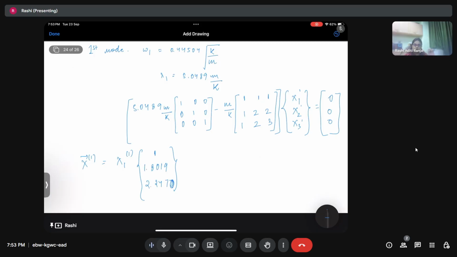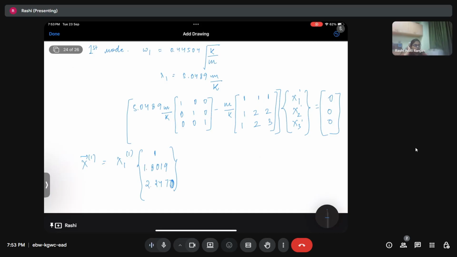x1, the value of displacement for the first mass, if the displacement is x1, then for the other two it is going to be a multiplication of x1 with these two values that we are getting. Okay, so these are going to give us the mode shapes, which means that when the system is oscillating at the first mode, which is omega 1, all the three masses are going to follow the same direction.